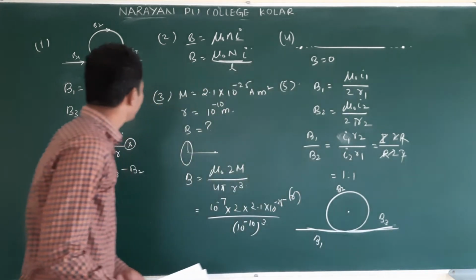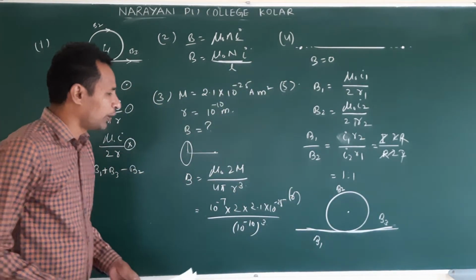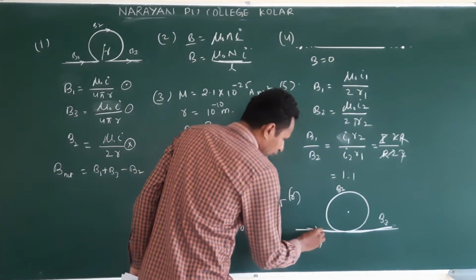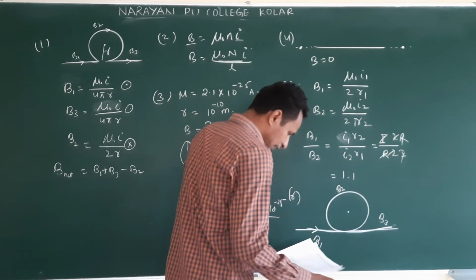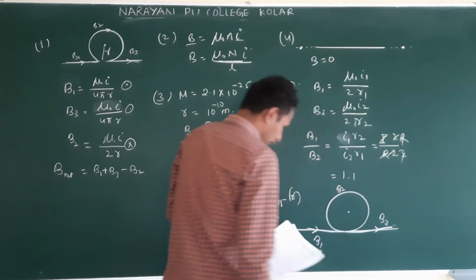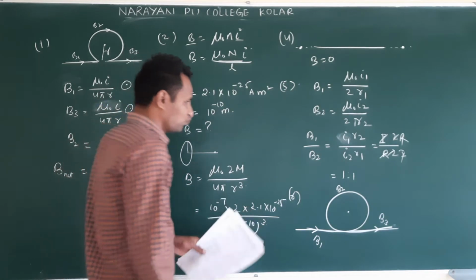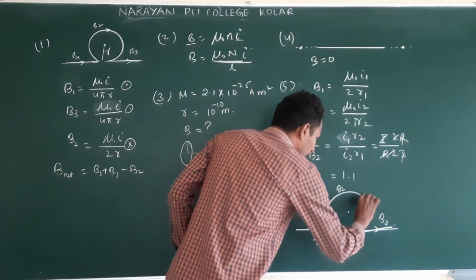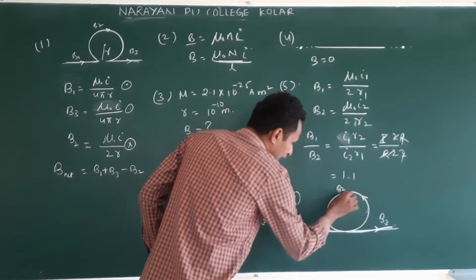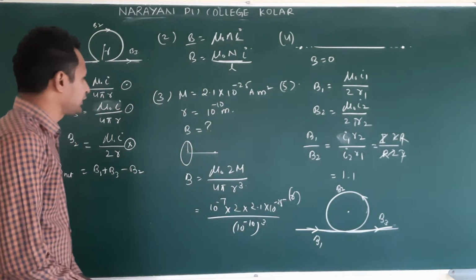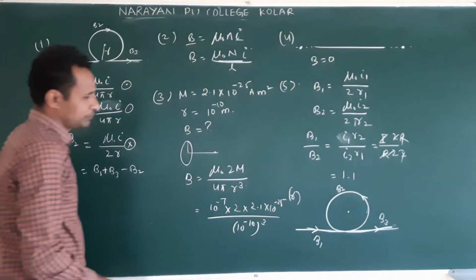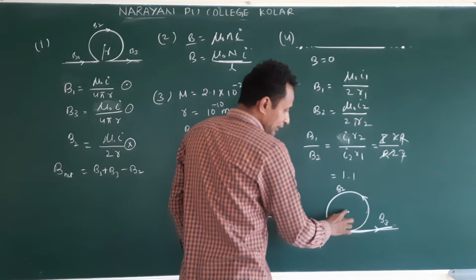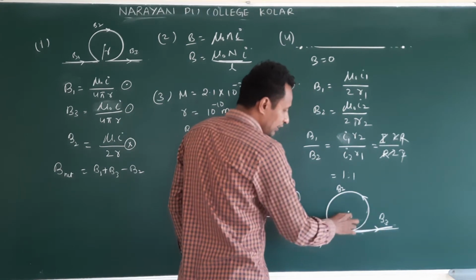See the question number 1 and question number 6. What is the difference? These two currents are acting like this. Now the current, see this way, they bend like this. The formulas are the same. Straight conductor at the end, straight conductor at the end, and a circular coil.